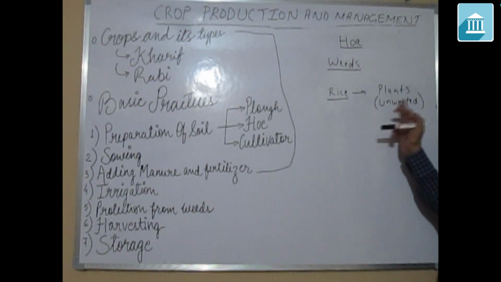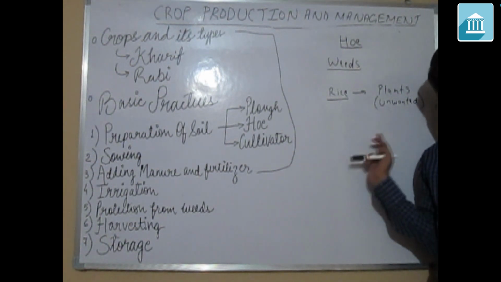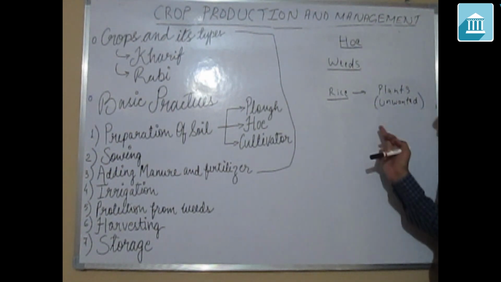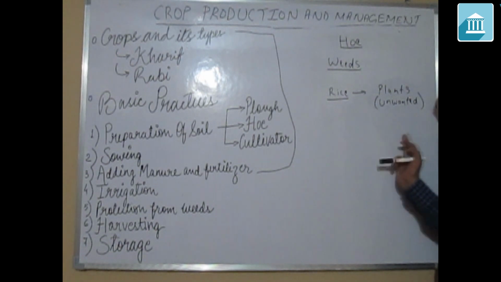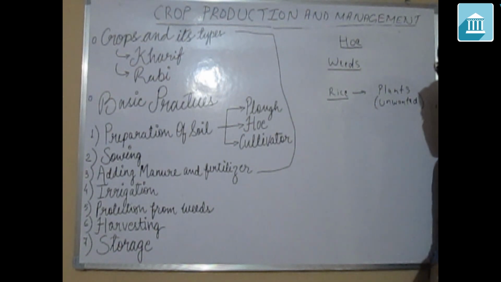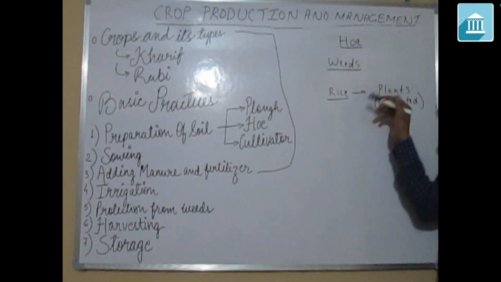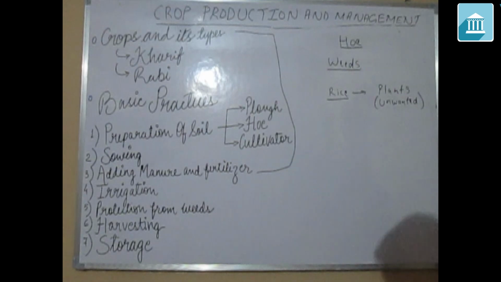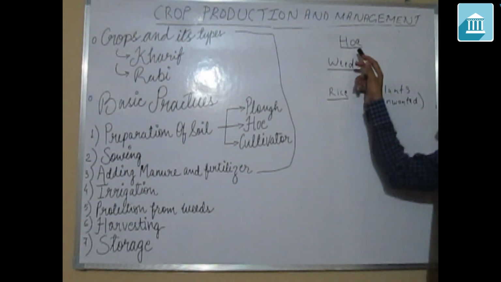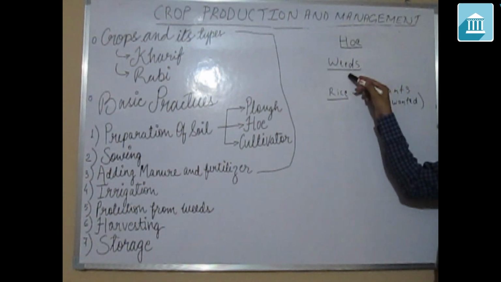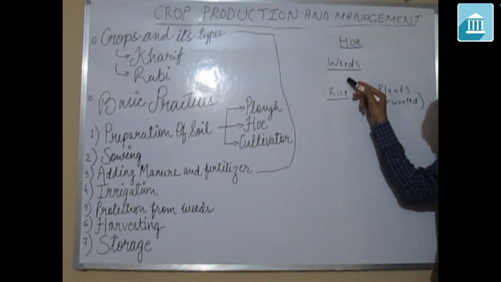Okay. So it is very essential to remove this type of unwanted plants. Otherwise, they are going to harm your field very badly, because it is going to affect the growth of your crop. So that's why it is very important. So what is the hoe doing? The hoe is an instrument which is used to remove these unwanted plants.